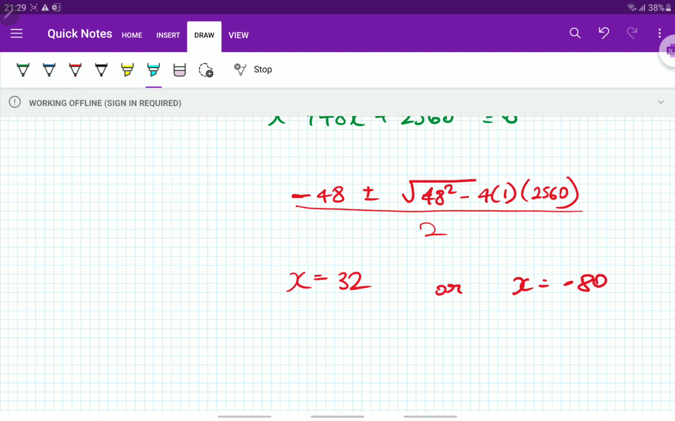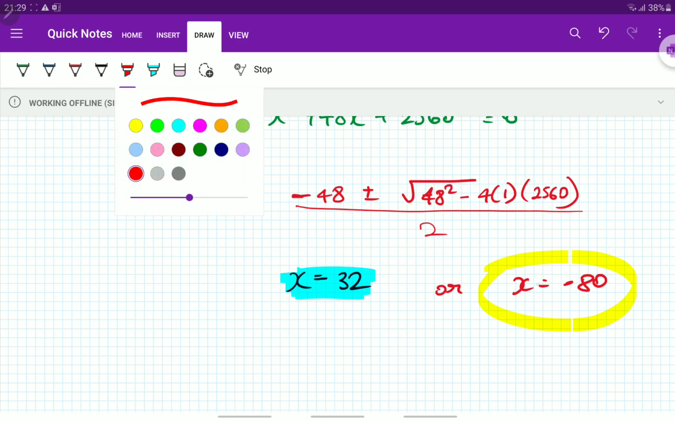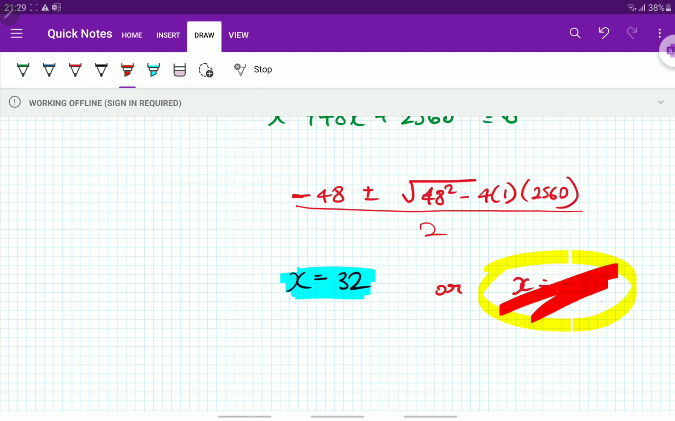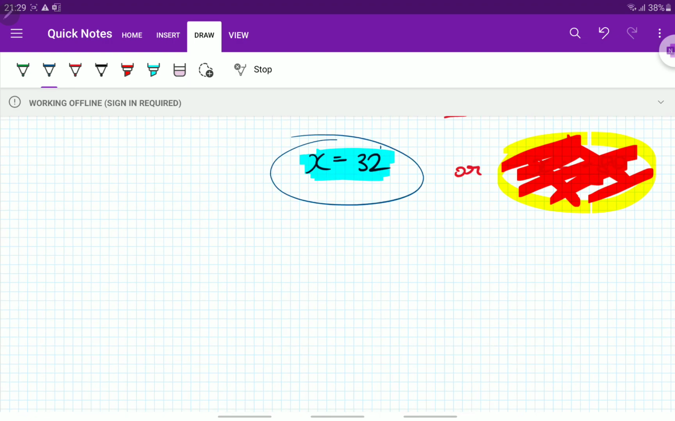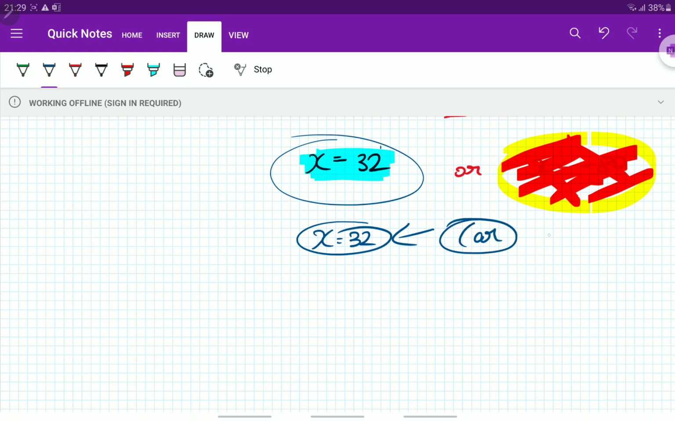Now if you think about it logically, in these types of problems x cannot equal a negative number, hence we can strike this out. I know that looks ugly, but we can strike that out and determine x to be 32. If x is equal to 32, which is the speed of the car, then what is the train? Well, we know that the train is x plus 8, so 32 plus 8 is equal to 40 kilometers per hour.